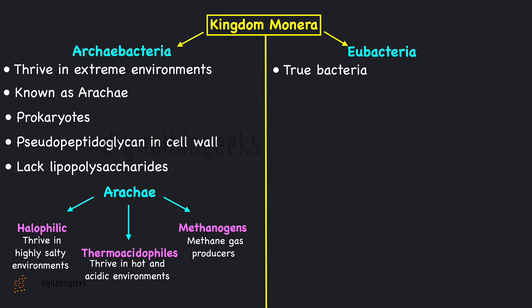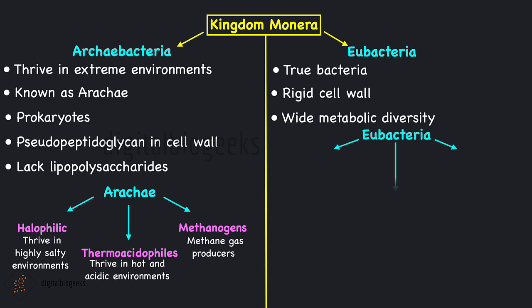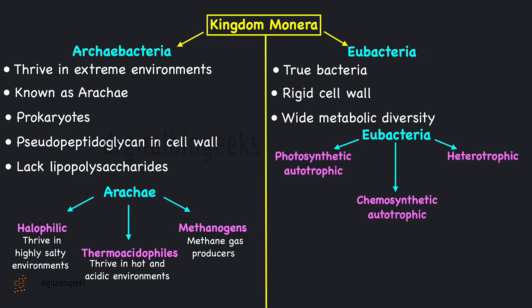They are called true bacteria because they have a rigid cell wall, and if they are motile, they will have a flagellum. They have a wide metabolic diversity. Eubacteria is divided into three based on their metabolic diversity: photosynthetic autotrophic, chemosynthetic autotrophic and heterotrophic.